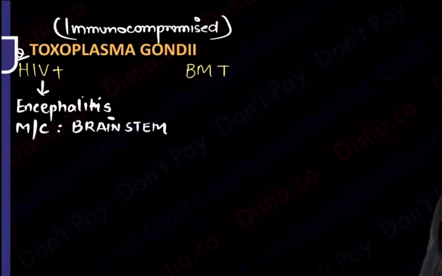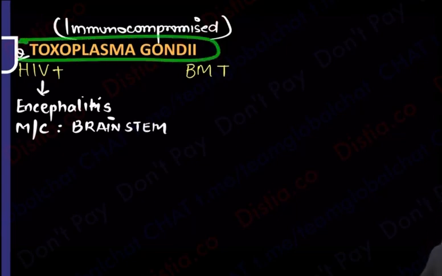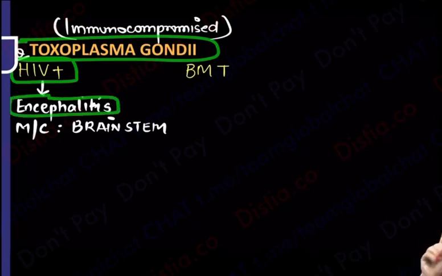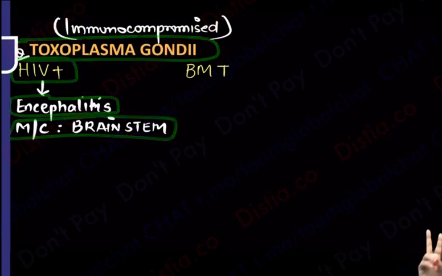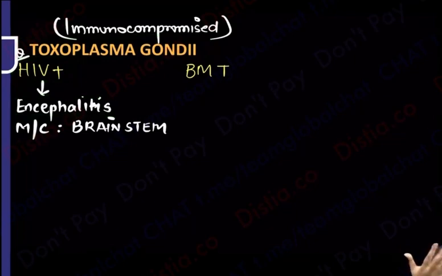Two very famous questions. What is the manifestation of toxoplasma in an HIV positive patient? Question 1, encephalitis. Which part of the brain affected? Brainstem affected, and of course you are going to do the CSF analysis. Meningitis, encephalitis hoga to CSF karoge, theek hai?